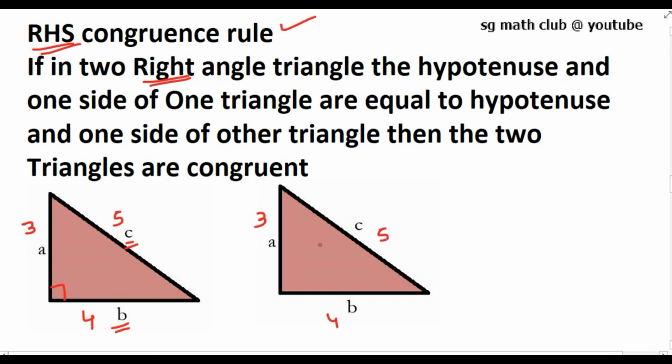The hypotenuse of both the triangles should be equal, and any one side, either base or perpendicular, any one side should be equal. So that is called as, if hypotenuse and any one side is equal, then we can say that by RHS congruence rule we can say that those two triangles are congruent.